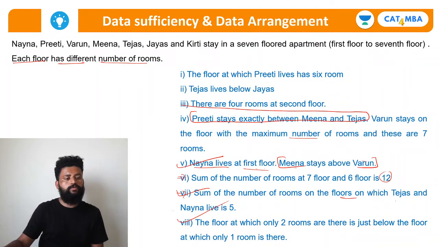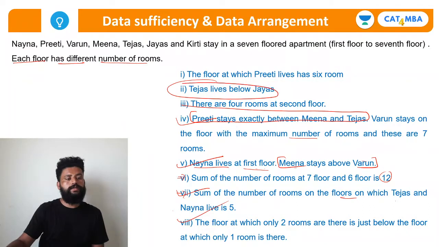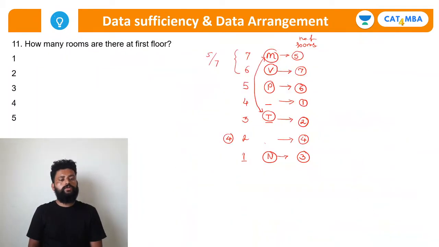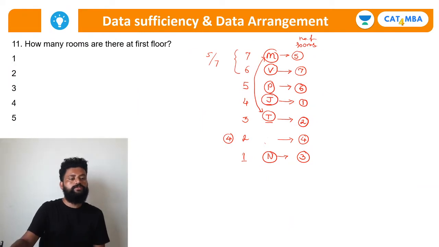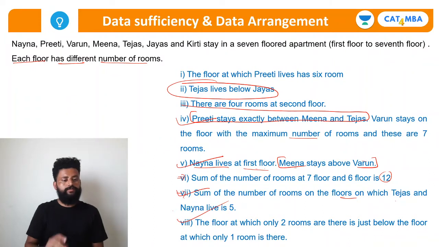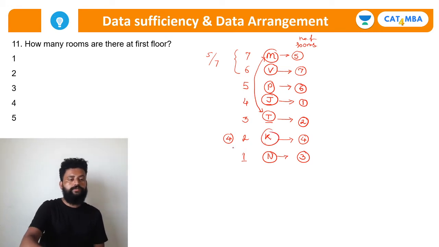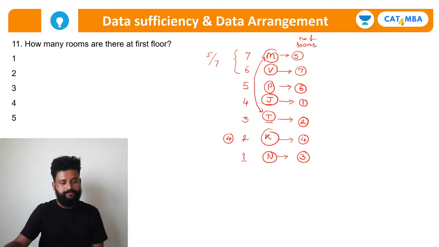So Varun stays on the floor with the maximum number of rooms. That's all right. There are 4 rooms on the second floor. Tejas lives... that's what we are left out with. Tejas lives here, so this must be it. And the only one person we are left out with now is Kirti. Yes, we have Kirti sitting here. So we have got the complete information now.